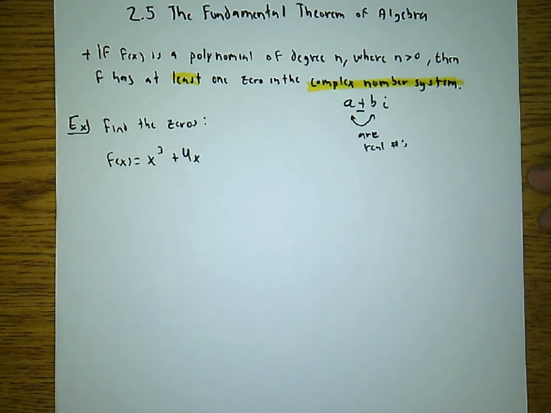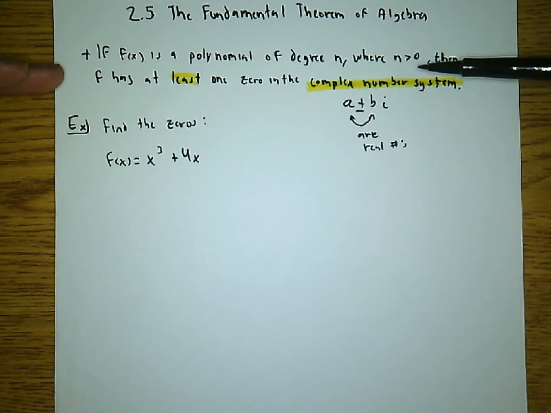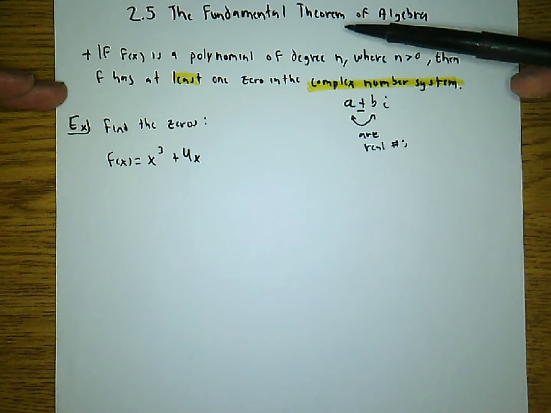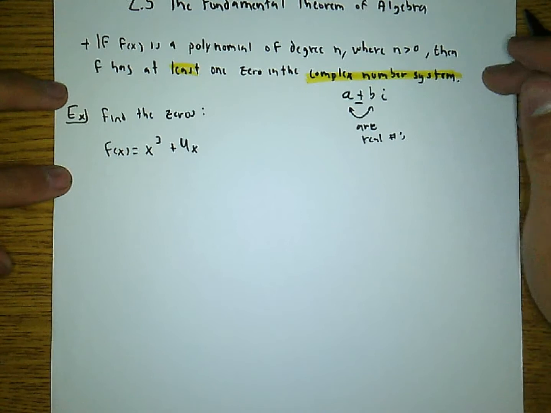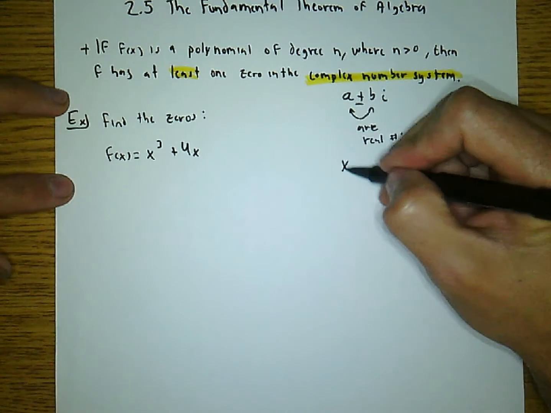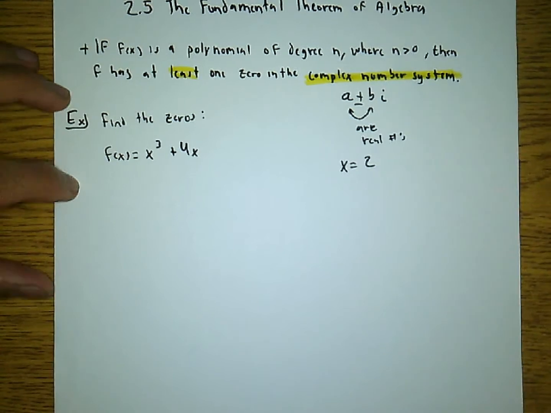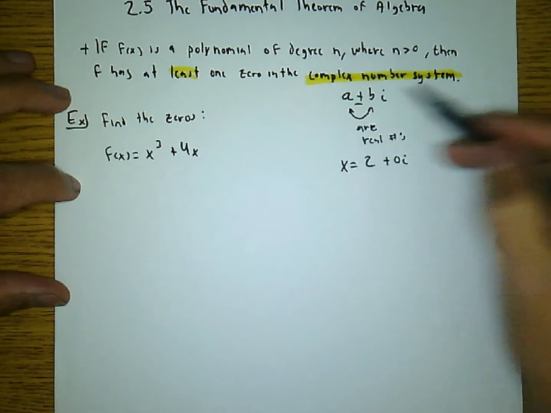Okay. First thing I need to clarify about this. Most students believe that what this is saying is that every polynomial has an imaginary zero. That's not what it's saying. It's saying that every function has at least 1 zero in the complex number system. So, for example, if you find that x equals 2 is a zero, that is part of the complex numbers. Think about it. It's like saying 2 plus 0i. So you can get it to look like that form.